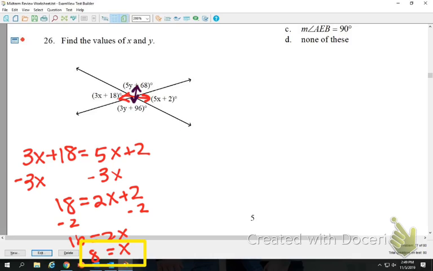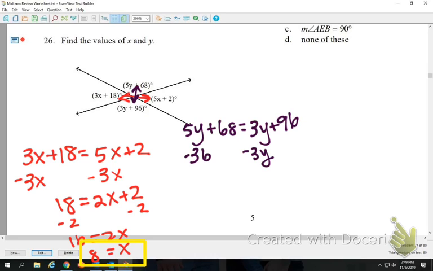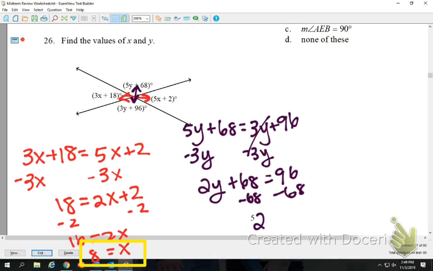We do the same thing with the y's. 5y plus 68 equals 3y plus 96. Subtract 3y. 2y plus 68 equals 96. Subtract 68. 2y equals 28, so y equals 14. So again, if they got one of them wrong, it's minus 1. If they got both of them wrong, that'd be minus 2.